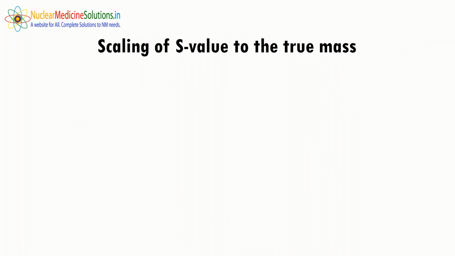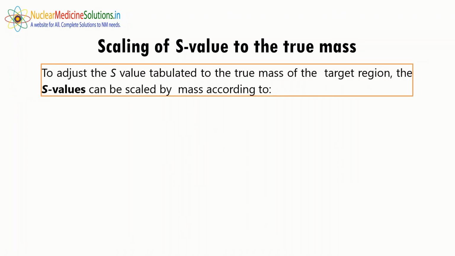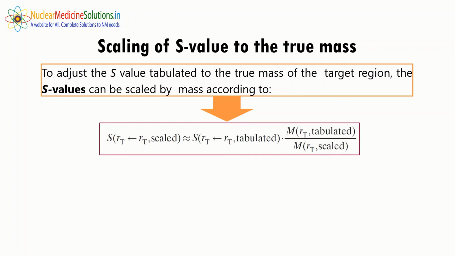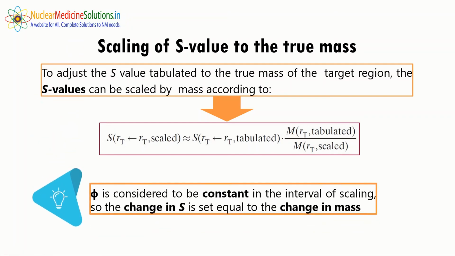Now let's see how the S value can be scaled for true masses. To adjust the tabulated S value to the true mass of the target region, the S value can be scaled by mass according to this formula for the calculation of S value. Here the mass of the tabulated is divided by the mass of the scaled. The point to note is that phi is considered to be constant in the interval of scaling, so the change in S is set equal to the change in mass.